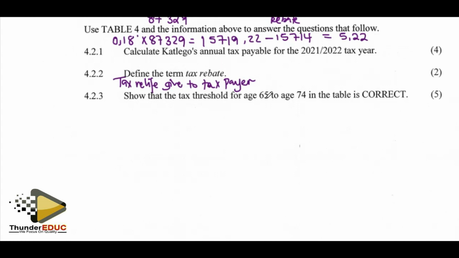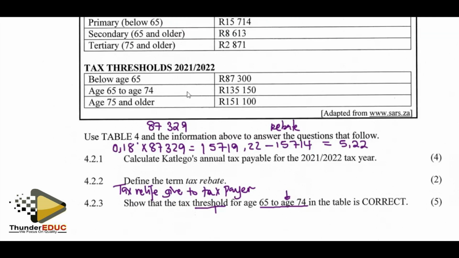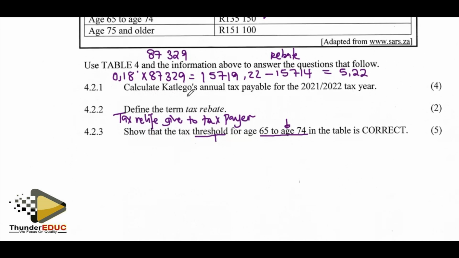Show that the tax threshold for age 65 is correct. Now, what is a threshold? This is the amount of money one has to earn before they start paying tax. If you earn exactly that amount or less, you're not supposed to pay tax. So let's look at 65 years of age. The threshold is this one here, 135.